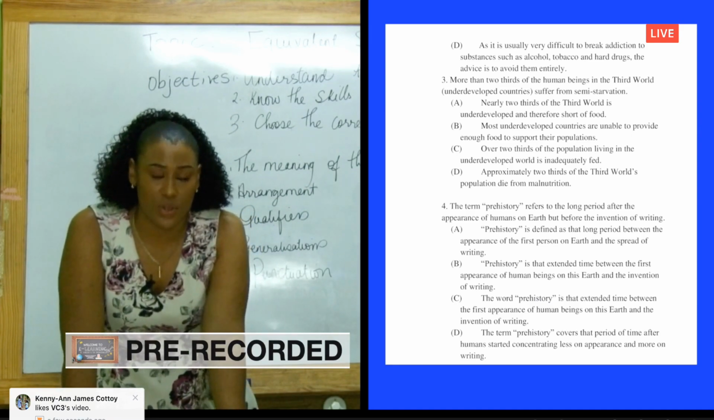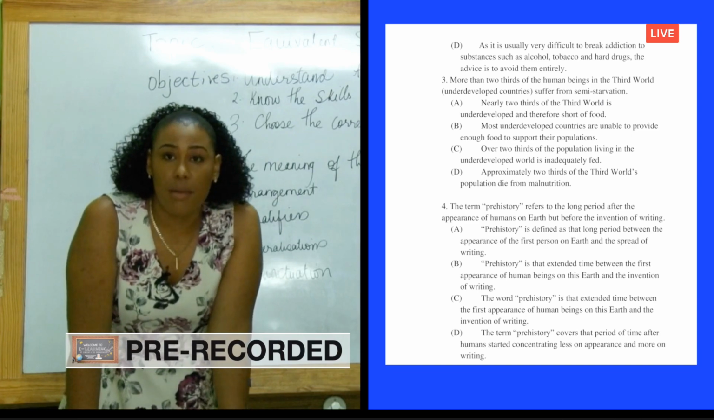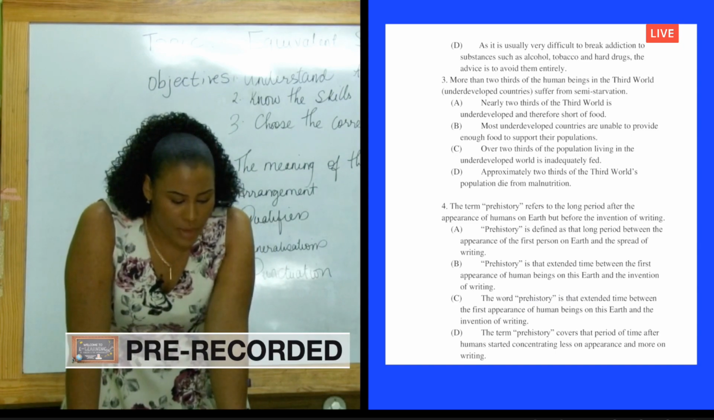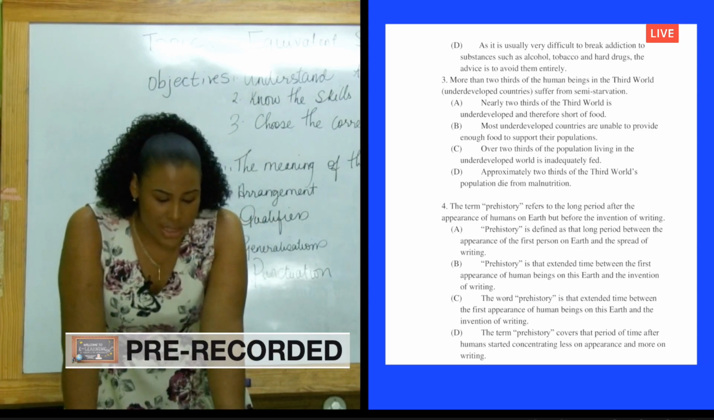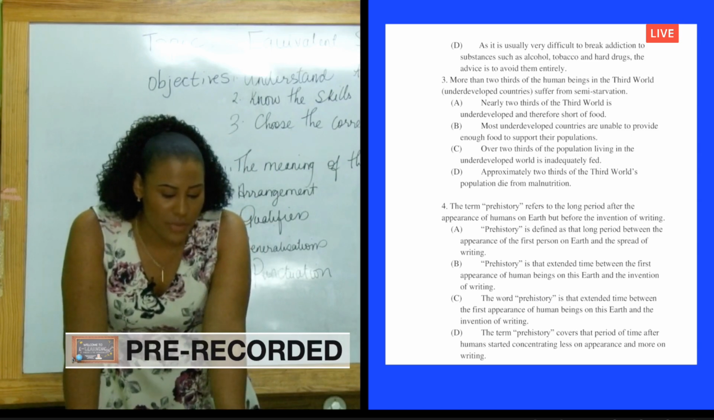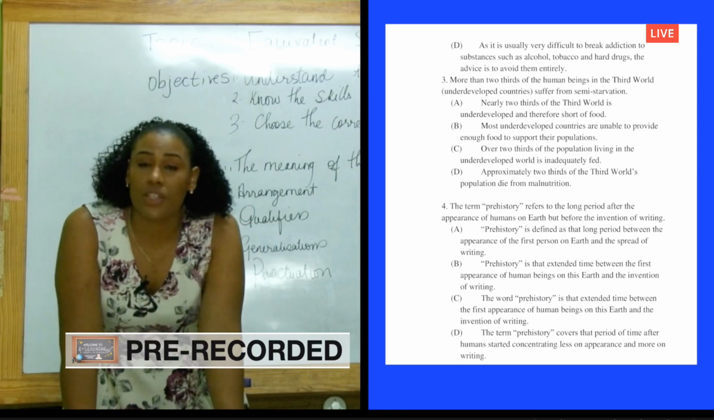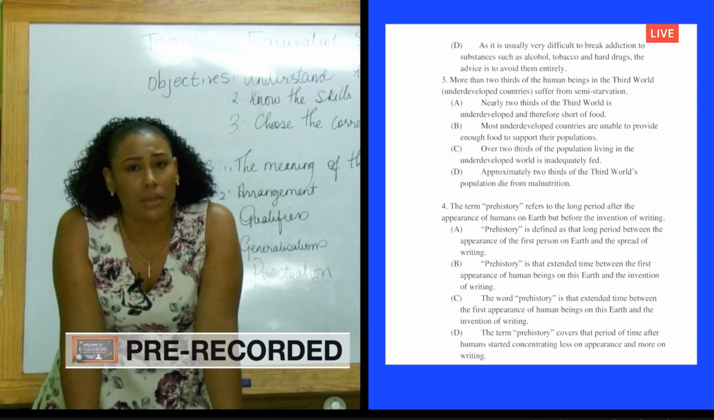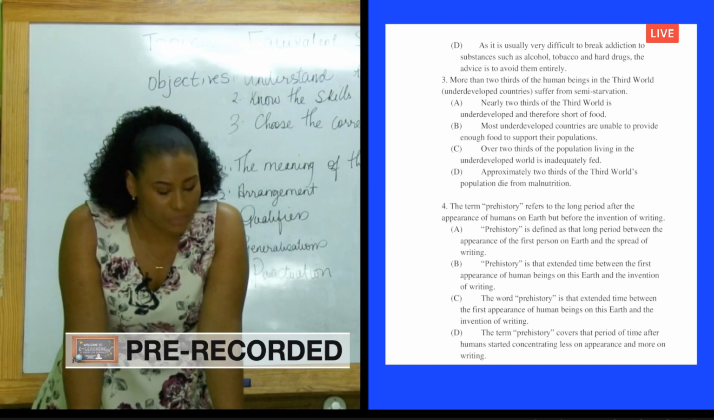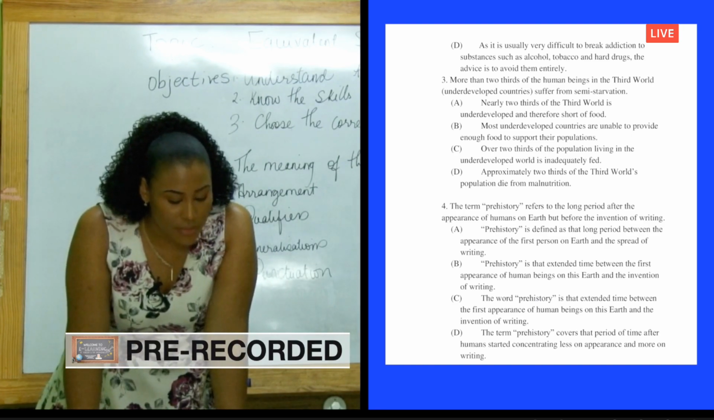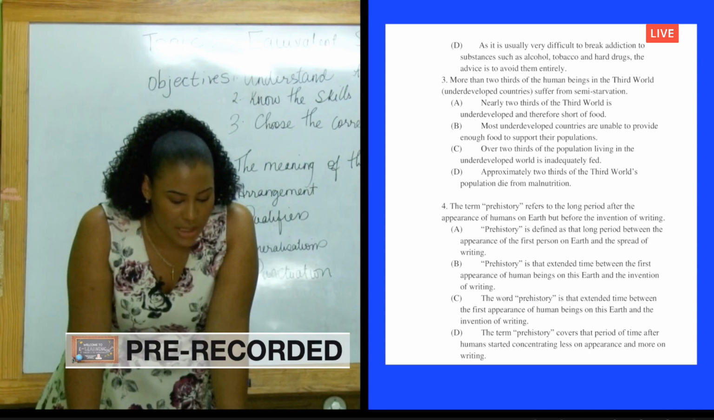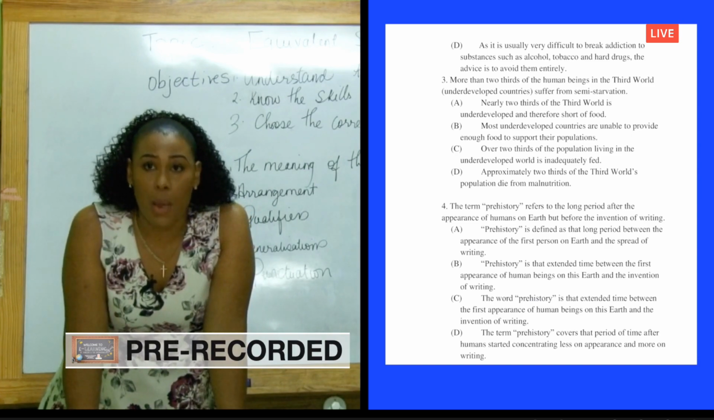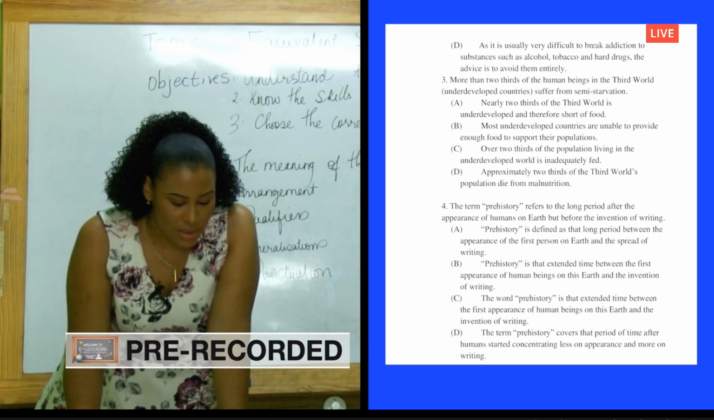B, prehistory is that extended time between the first appearance of human beings on Earth and the invention of writing. This seems very correct, but let's look at the other options just in case. C, the word prehistory is that extended time between the first appearance of human beings on this earth and the invention of writing. Now let's look at option B and option C closely, because this is also a very, very close option. The difference between the option B and option C is the specificity of the two words.